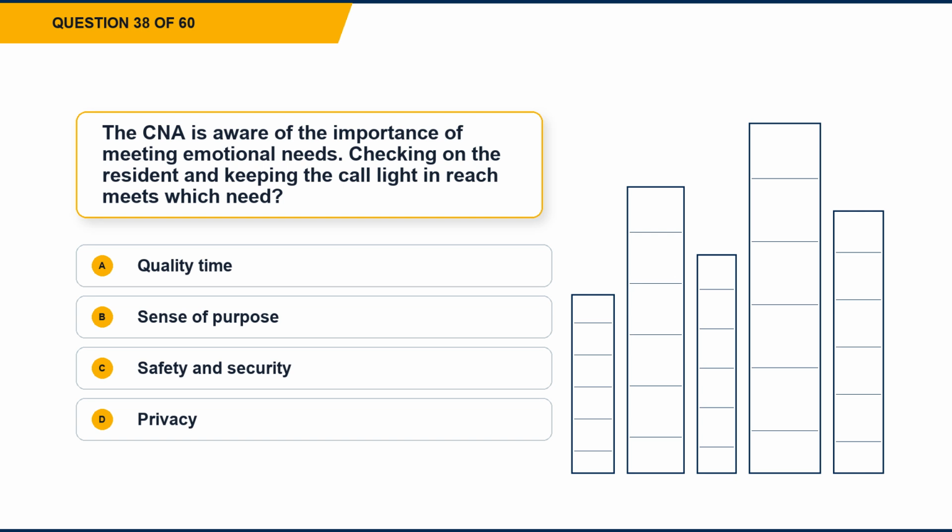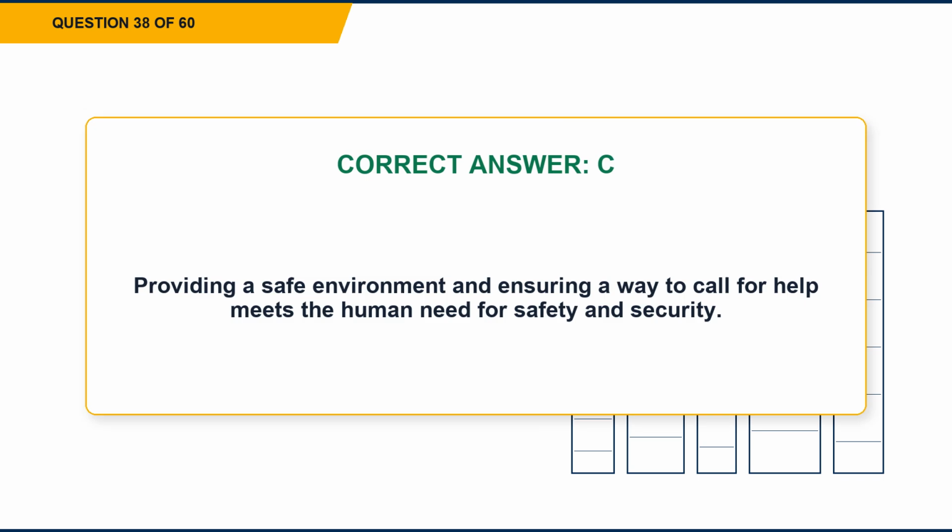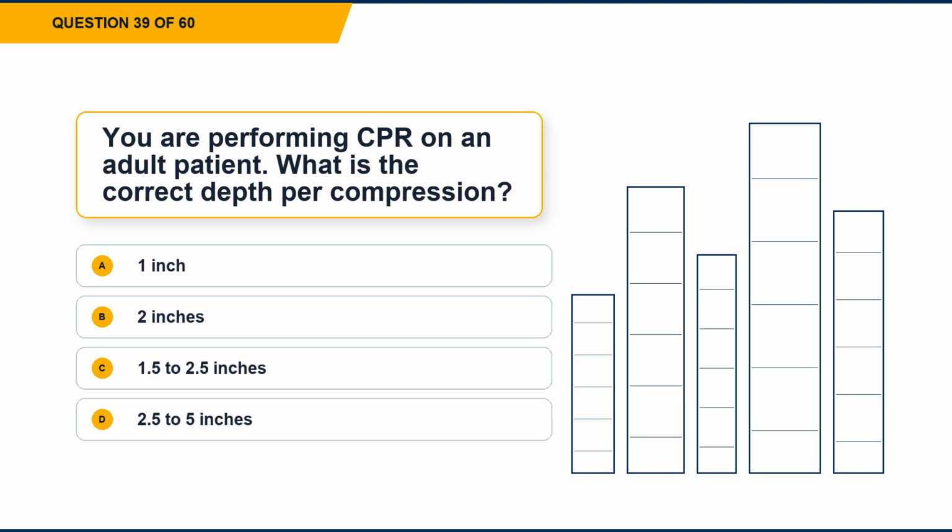Question 38. The CNA is aware of the importance of meeting emotional needs. Checking on the resident and keeping the call light within reach meets which need? Option A, quality time. Option B, sense of purpose. Option C, safety and security. Option D, privacy. The correct answer is option C, safety and security. Explanation. Providing a safe environment and ensuring a way to call for help meets the human need for safety and security.